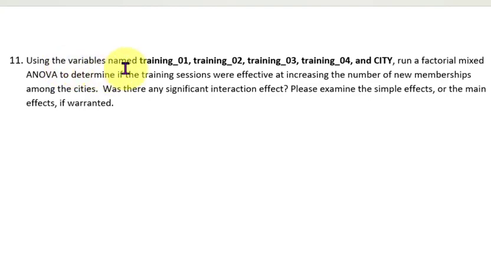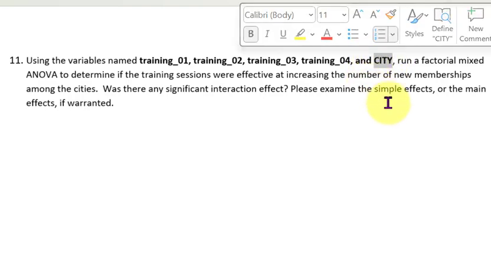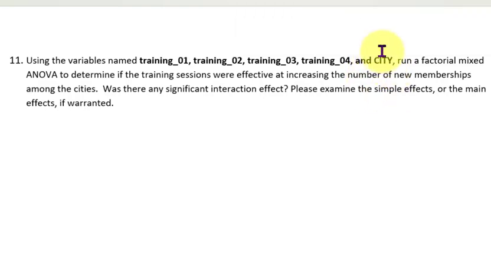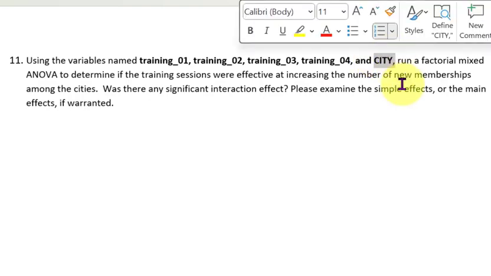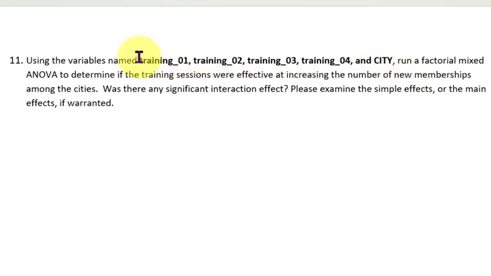So using the variables named training 1 through 4 and city. City is obviously a grouping variable, a nominal variable, if you will. I like the word categorical. And these look like repeated measures. And I'm assuming it is something about, let's read the question.